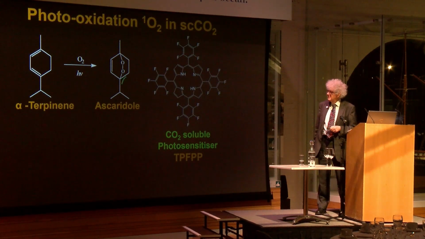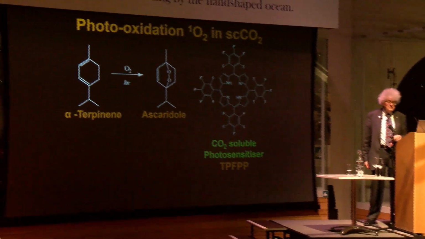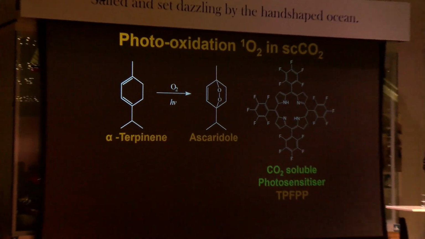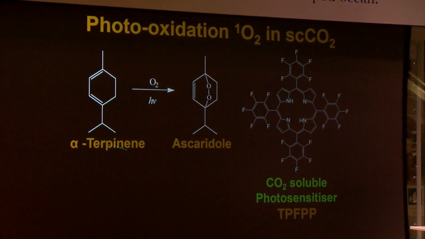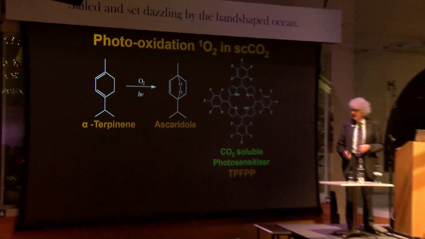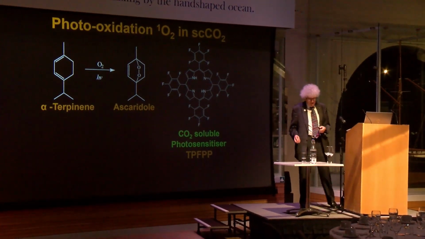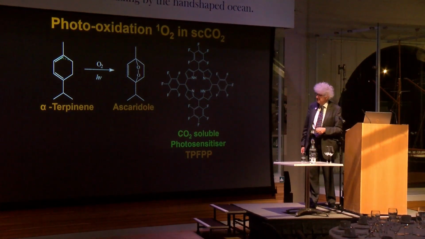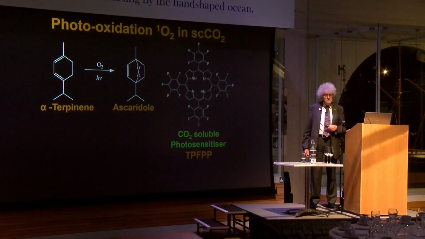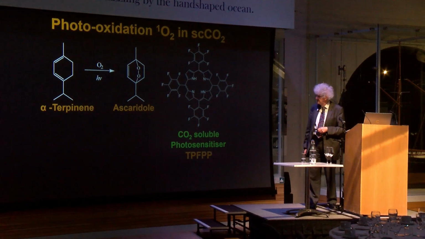And so the reaction we decided to try was a very well-known reaction of singlet oxygen with a molecule called alpha-terpinene that can react with oxygen in the presence of light to make ascaridole. Ascaridole is an old-fashioned treatment for intestinal worms, and was discovered by this reaction by a German professor called Otto Schenck in the late 1940s.